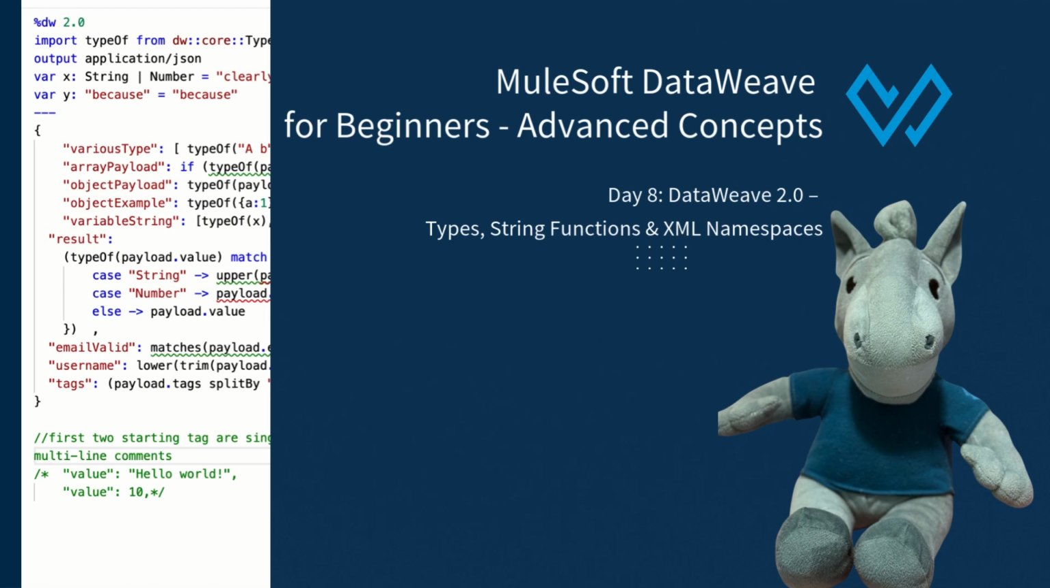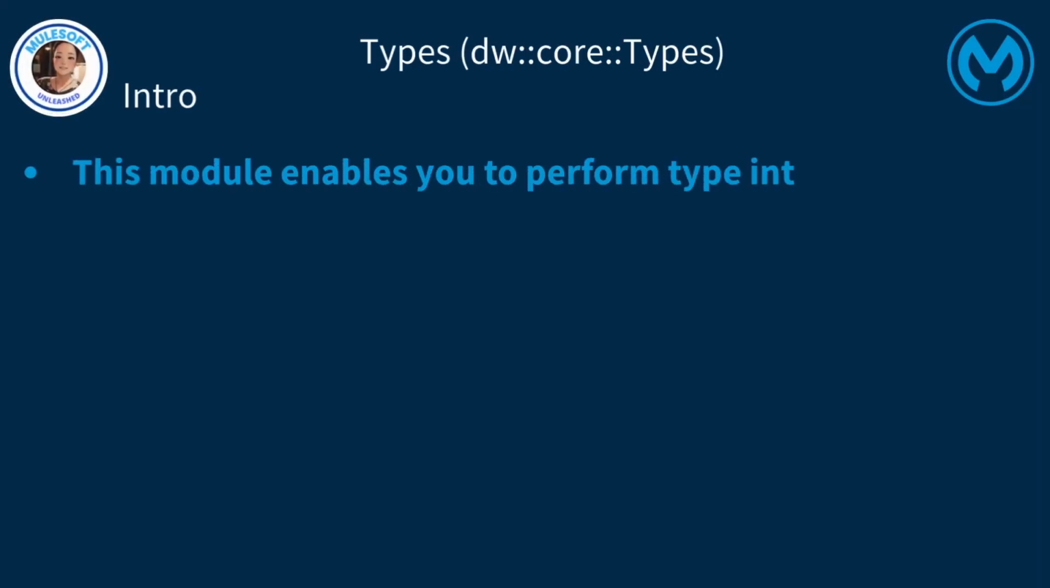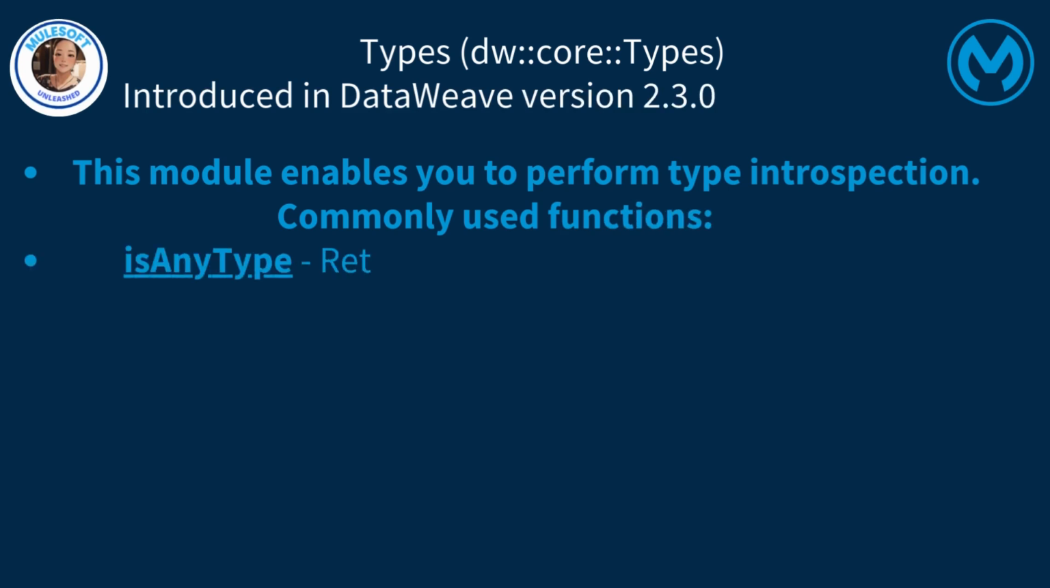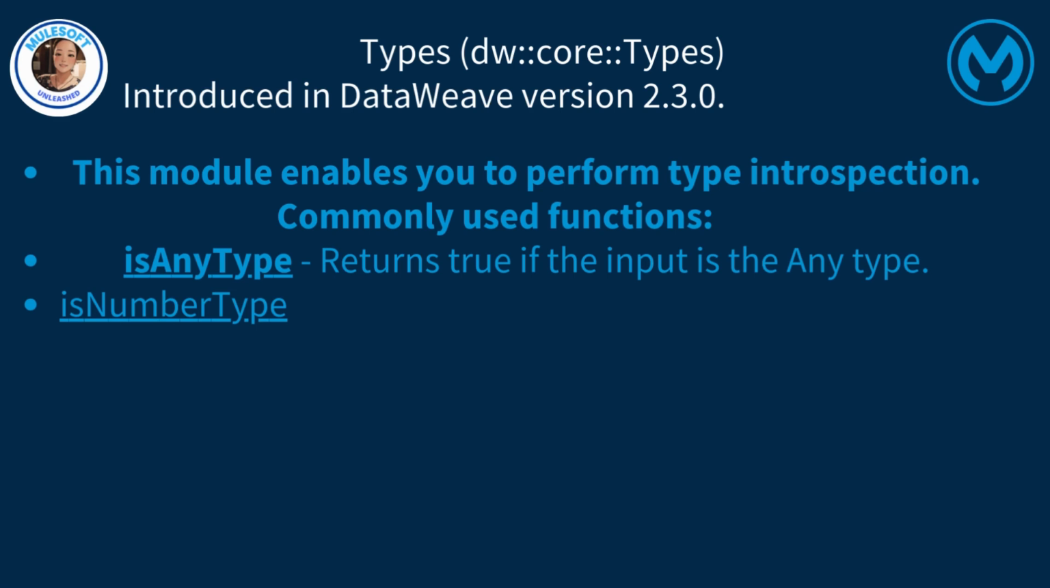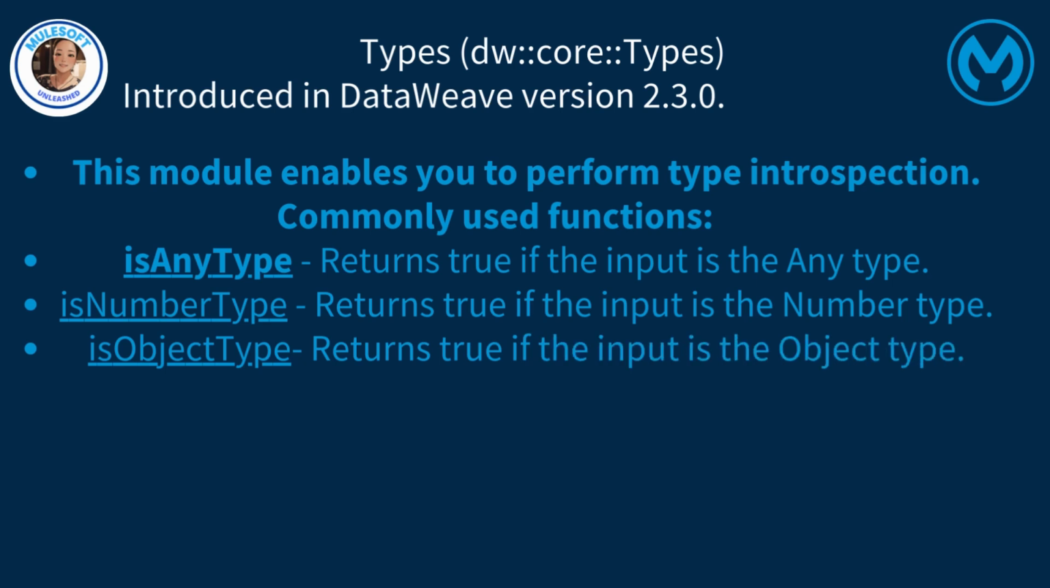Before we dive into the script, let's first understand one of the most important utility modules in DWL, core types. When working with real-world APIs and integrations, data isn't always clean or predictable. Fields can change, types can vary, and that's exactly where the types module really shines. It allows you to inspect what type a value is, validate whether it matches an expected type, and safely check whether data can be converted before you transform it.